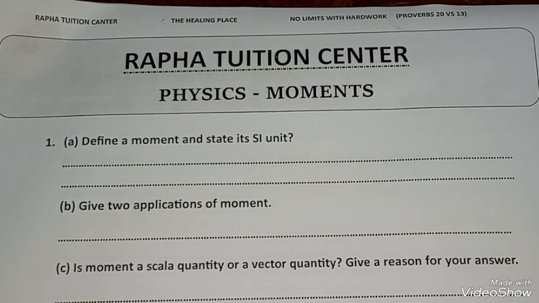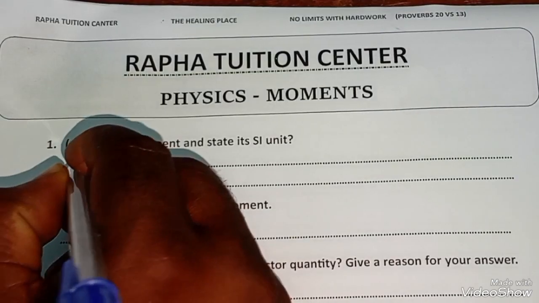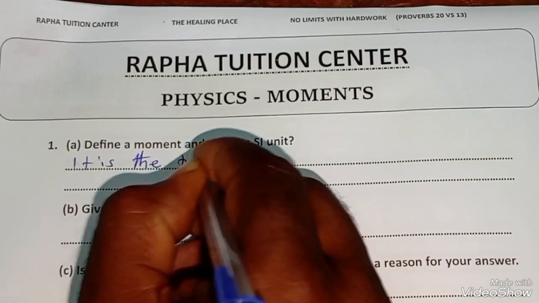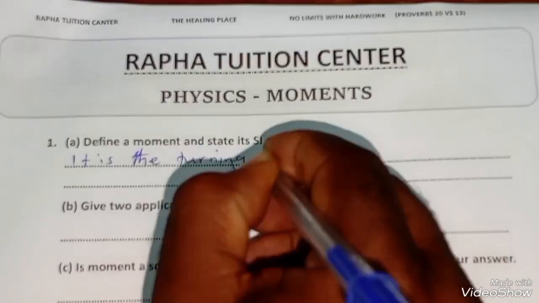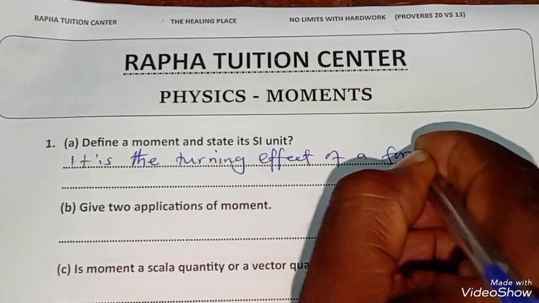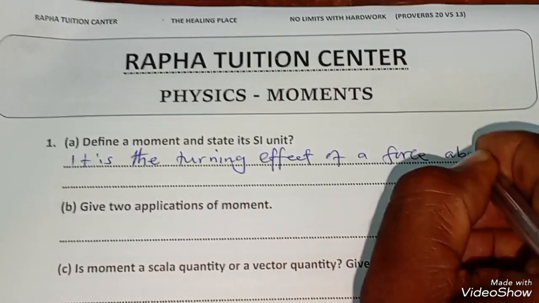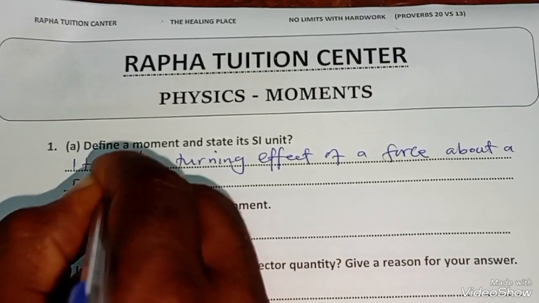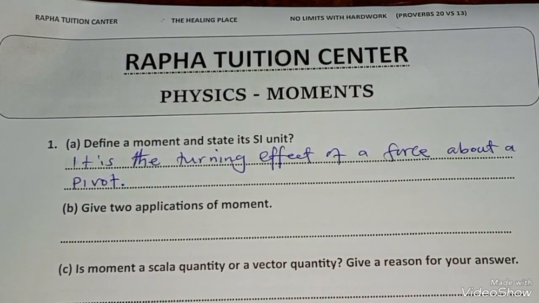A moment is the turning effect of a force about a point called a pivot. A moment, it is the turning effect of a force about a pivot. That is what we call a moment.